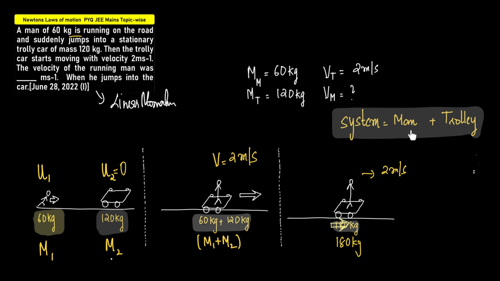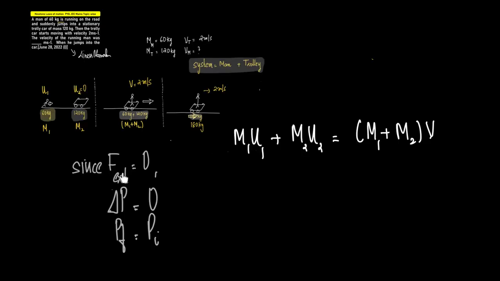So the system is man and trolley. Let me write down the basics. If F external acting on this system, when I say system, it means the man and the trolley. Since the complete motion of this man and trolley is influenced only by the forces acting between these two, we can say that since F external is equal to 0, change in momentum should be equal to 0, and if change in momentum is equal to 0, it implies that the final momentum should be equal to the initial momentum. Now, what is the final momentum? The final momentum means after this condition.